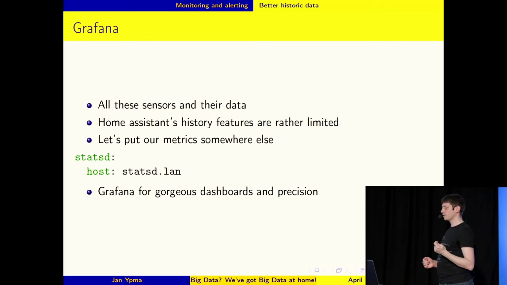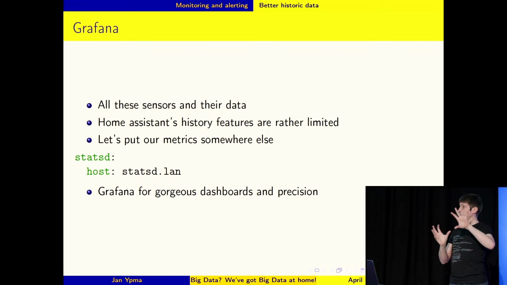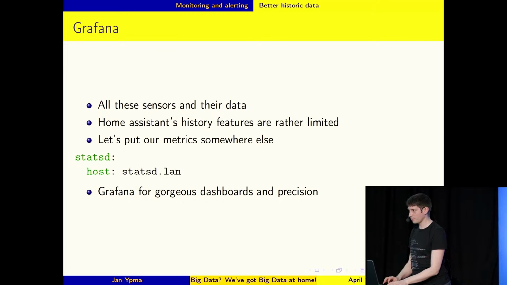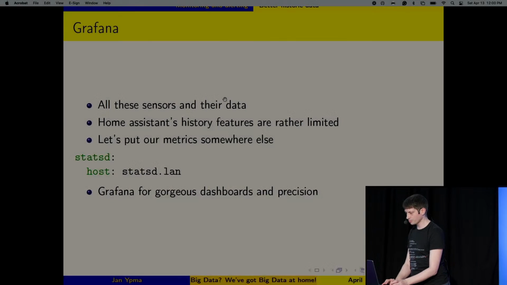Now, one thing you can do in Home Assistant is use a protocol called statsd to send all of your sensors and stuff into one big database. And there is a software called Grafana that allows you to make really nice dashboards with that. I can show you some examples of that as well.